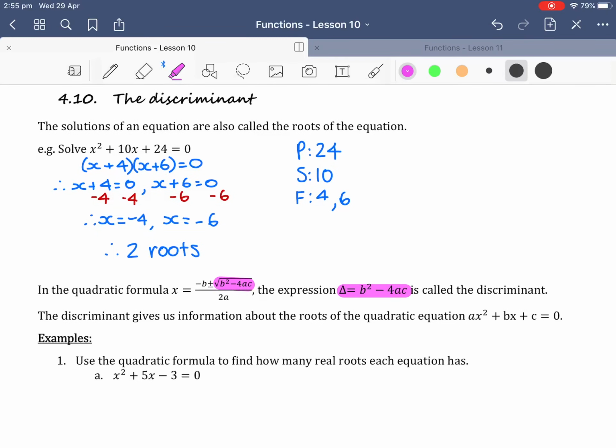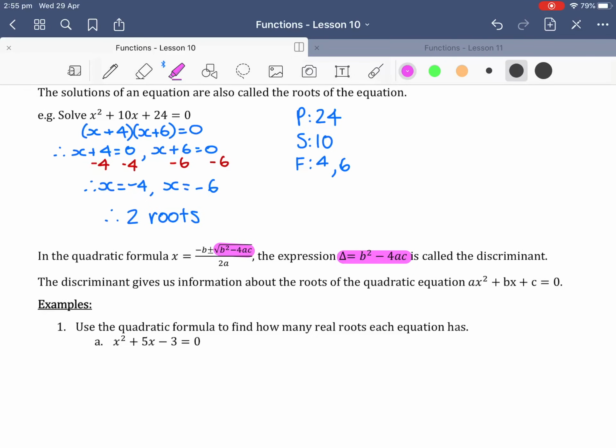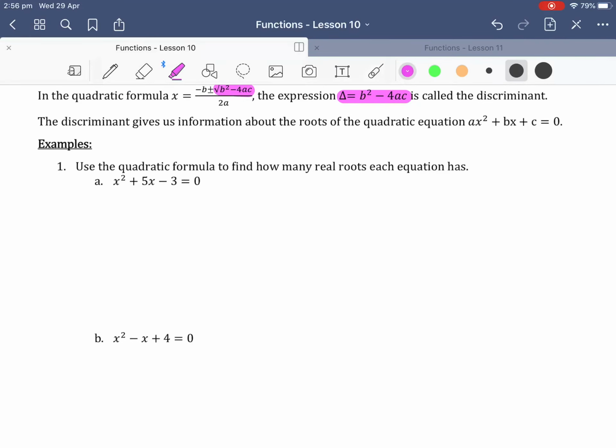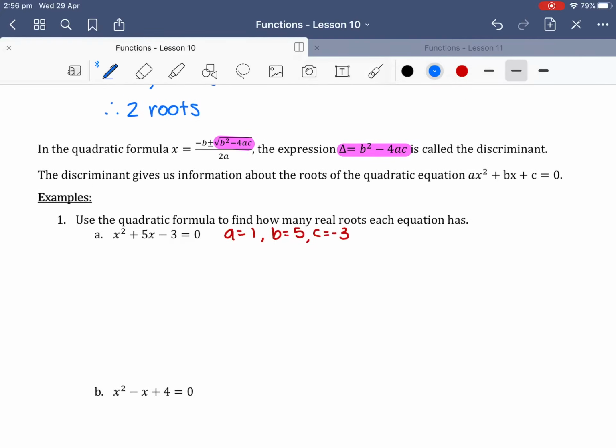So let's have a look at some examples. We want to use the quadratic formula to find how many real roots each equation has. Our first equation is x squared plus 5x minus 3 equals 0. From solving quadratic equations, we know we need to label what a is. So a is 1, b is 5, and c is negative 3.